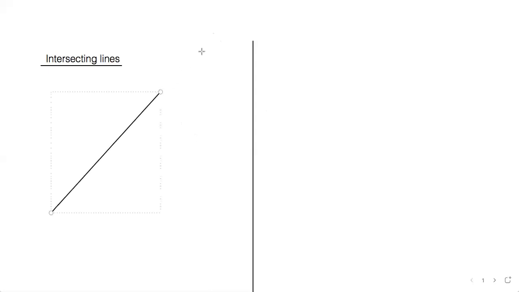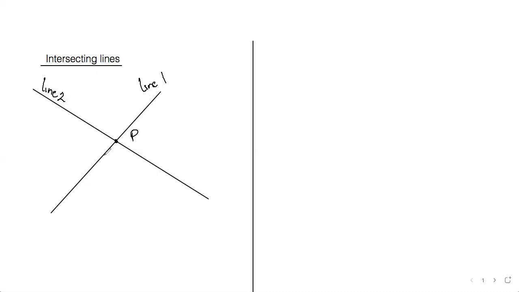So let's say you have line 1 and line 2, for example. Let's say this is line 1 and this is line 2. So they intersect at this point. Let's say this point is P, for example.